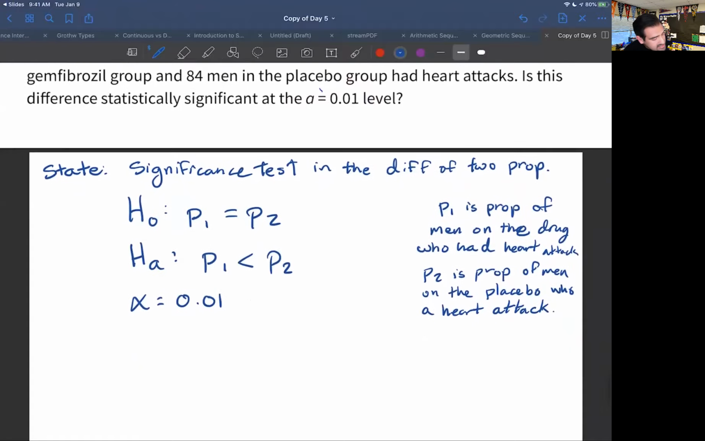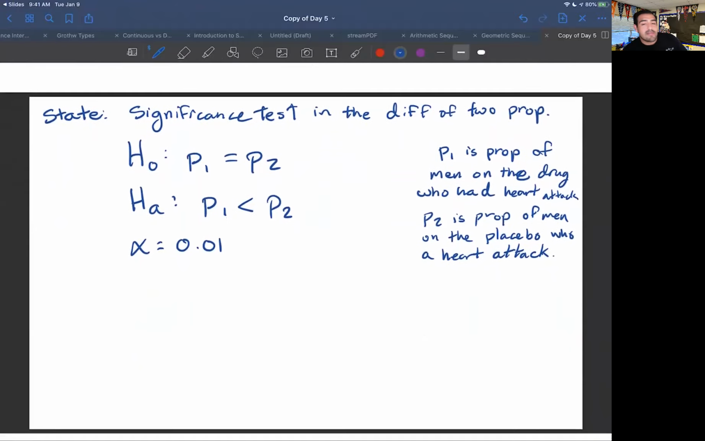So I've stated what I'm going to do. I've defined some variables so I know what P1 and P2 stand for. I've stated my hypotheses and I've stated my significance level. Now I need to plan. I need to plan and actually check my conditions. So let's see if we come from random. Is it random? We can say the two groups are random.